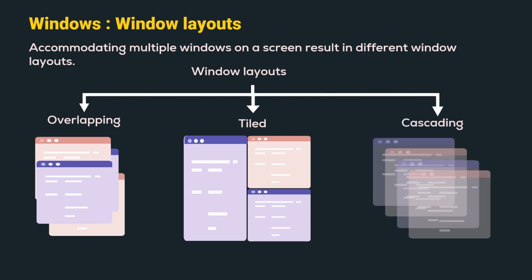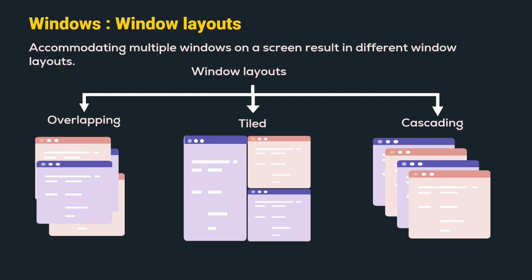The next window style is cascading windows, where each new window is placed slightly to the left and below the previous window. This allows us to see all the open windows available.